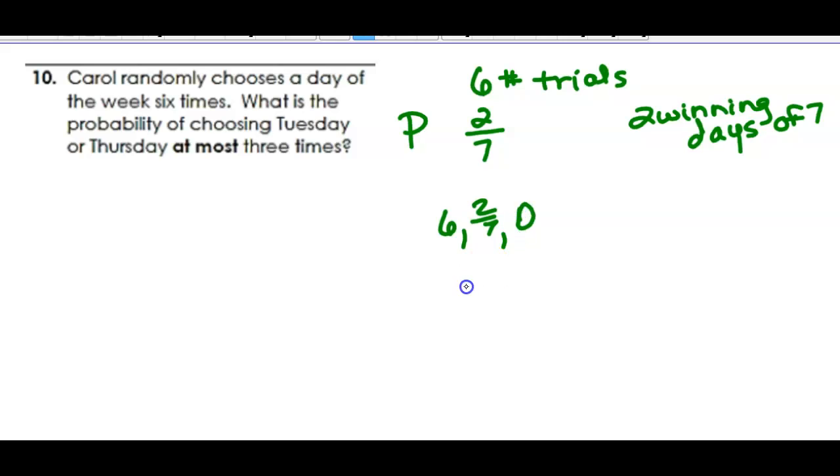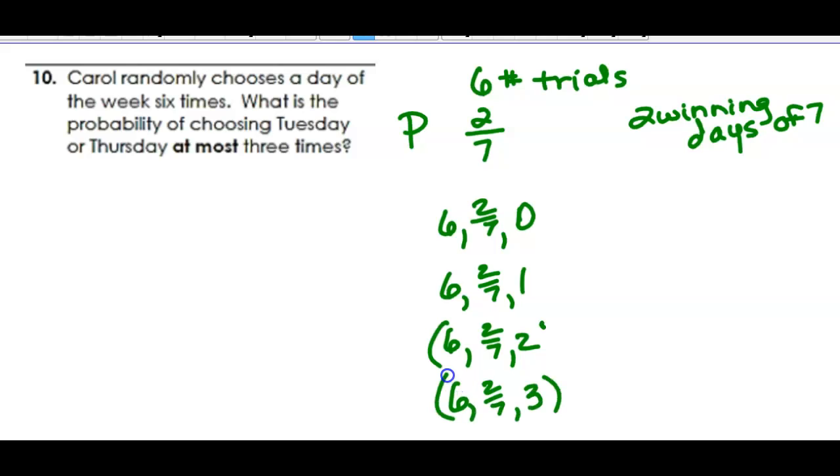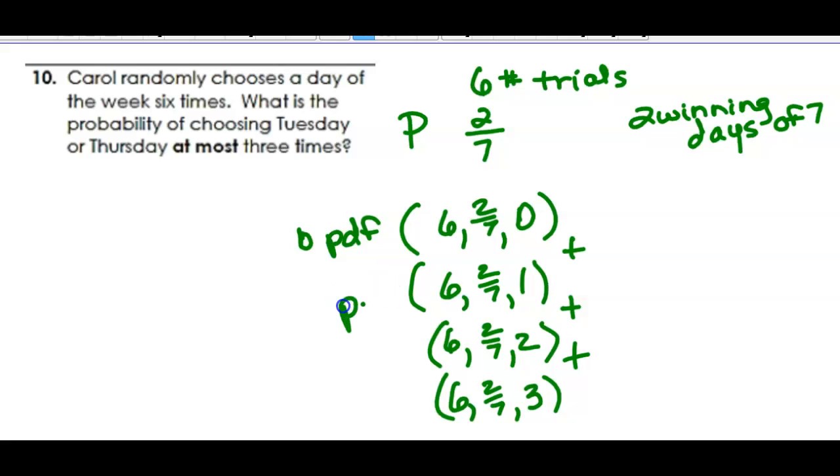If she picks it 0 times, 1 time, 2 times, or 3 times, those probabilities all added together, when we typed them in our calculator, would give us this answer. That's a lot of work. Okay, if you did binomial PDF, you would have to add all these up.